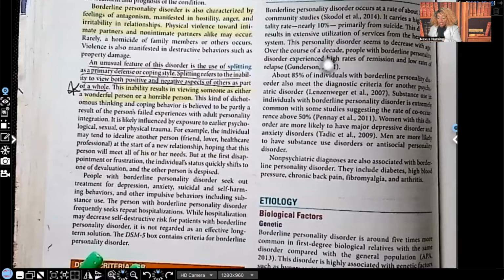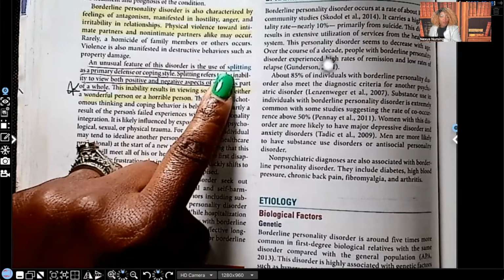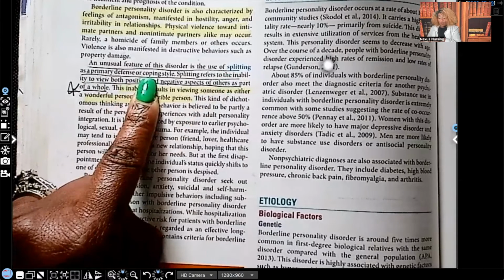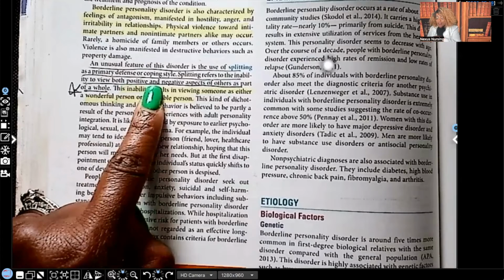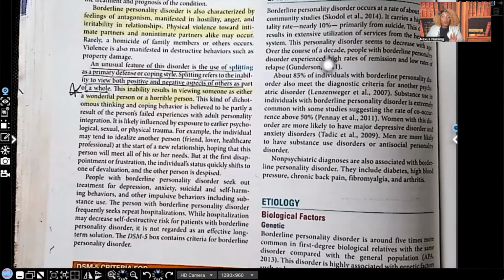An unusual feature of this diagnosis is the use of splitting. You guys have to know what that word means. Splitting as a primary defense or coping style. Splitting refers to the inability to view both positive and negative aspects of others as part of a whole. So they're unable to do that.